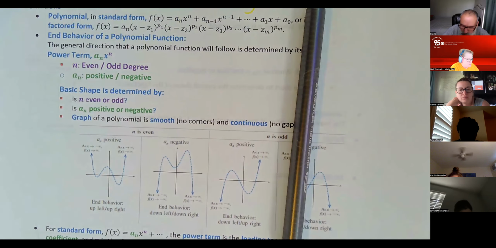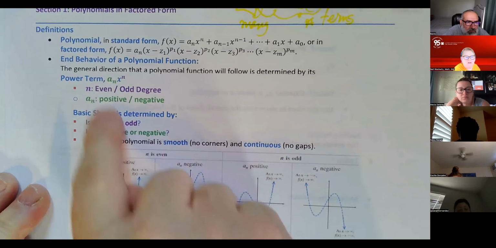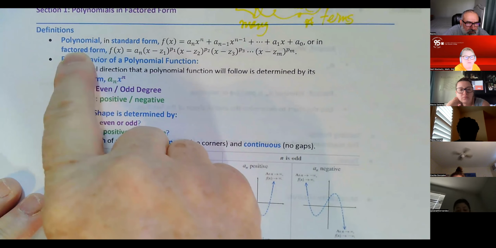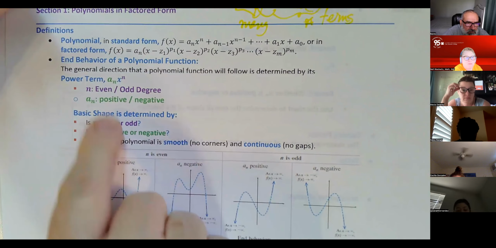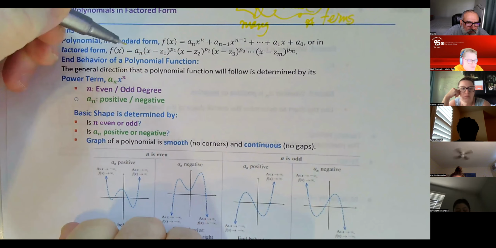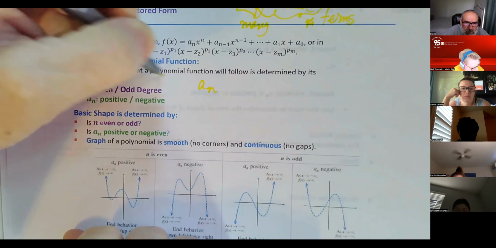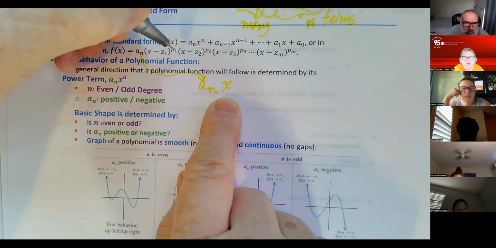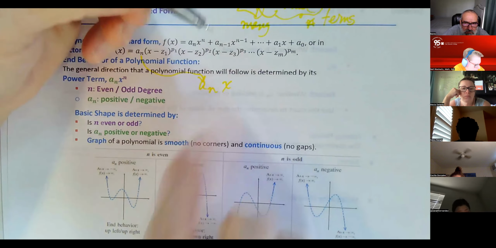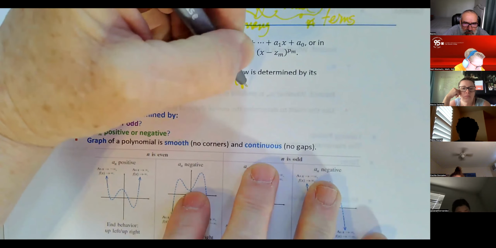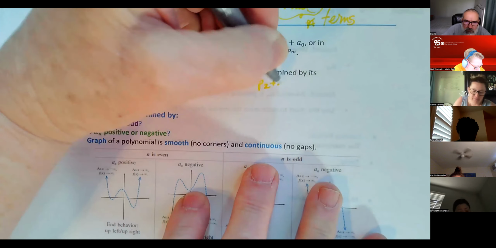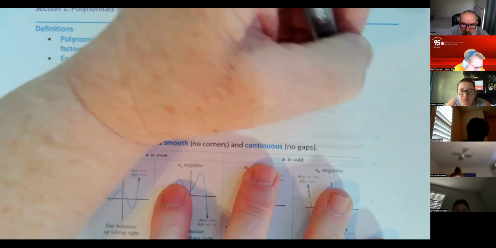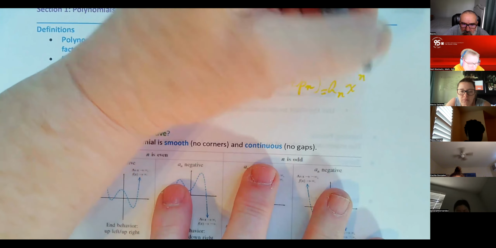Okay, so the power term tells us what's going on. If we have a polynomial in factored form, we find the power term by looking at the number in front, and then x, and the exponent on x will be the sum of all these exponents: P1 plus P2 plus dot, dot, dot plus PM. And we say that that sum is the number n. So we have a sub n, x to the n.